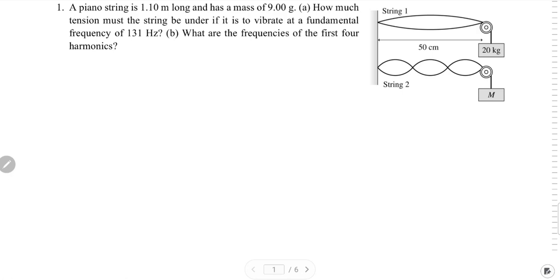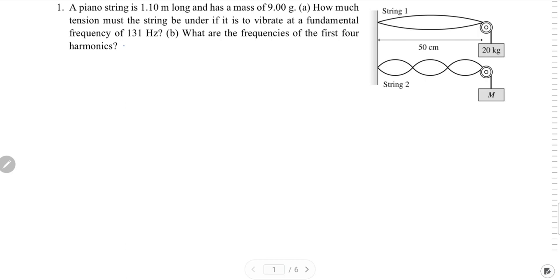Let's look at problem number 1 from worksheet 2. So here we have a piano string that is 1.1 meter long and has a mass of 9 gram. The question is, how much tension must the string be under if it is to vibrate at a fundamental frequency of 131 Hertz? What are the frequencies of the first 4 harmonics?